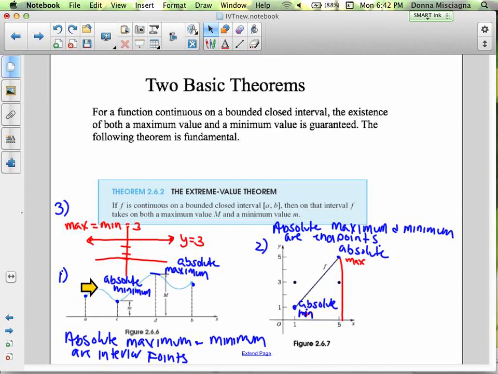There we go. All right, so here's our absolute minimum, and little m there. And then here's our absolute maximum. All right, so we have absolute maximums and minimums in this case that are interior points. And if we have a closed interval, which starts here and ends here, every point has to be represented, and then in this case we've got a value here that's below.